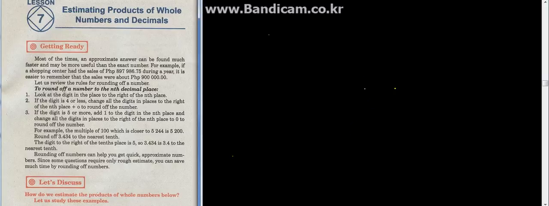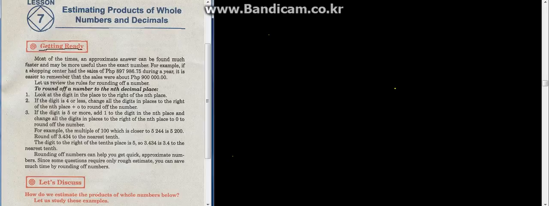Okay, so now we'll work with lesson 7, which is estimating products of whole numbers and decimals. Now, I'll read what the book says in the getting ready part. So it says, most of the times an approximate answer, basically an estimated answer, can be found much faster and may be more useful than the exact number.